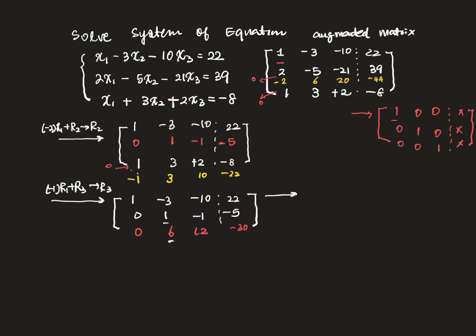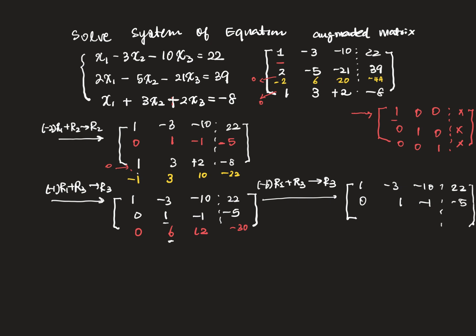So what do you have to do? Negative 6 times R2 plus R3, and go to R3, okay? So let's go here. First row doesn't change: 1, negative 3, negative 10, 22. Second row doesn't change: 0, 1, negative 1, negative 5.